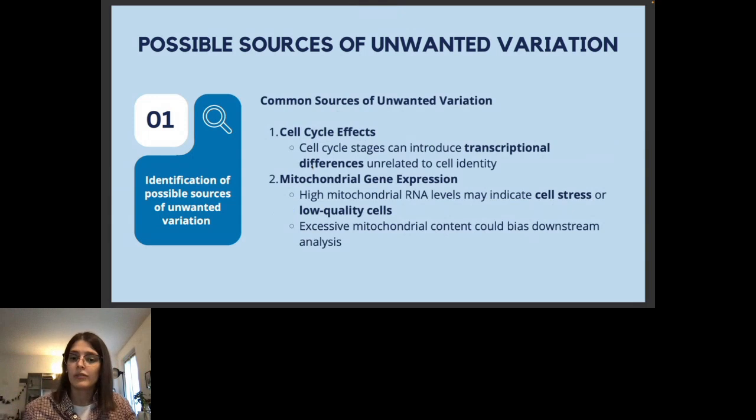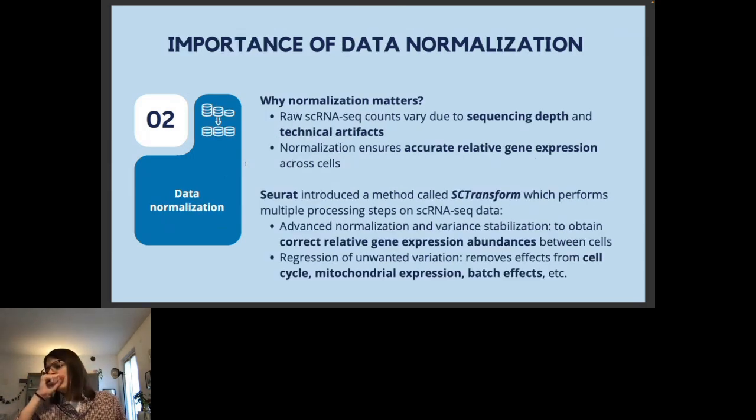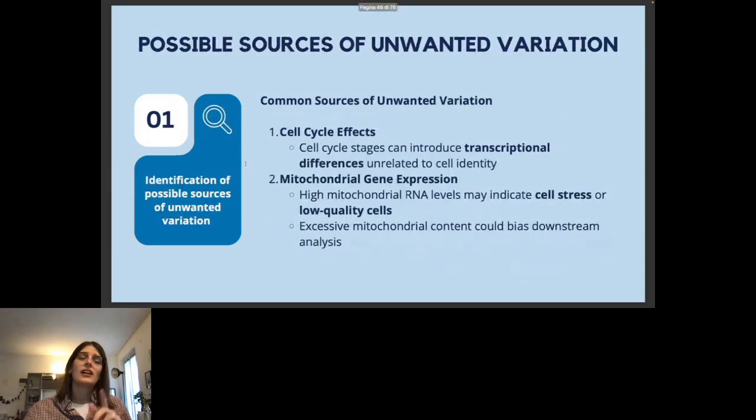Common sources of unwanted variation in single cell analysis are cell cycle effects. So we have transcriptional differences just because cells are in a different phase of the cell cycle. We have the mitochondrial gene expression, which might indicate, as we saw, cell stress or low quality cells. And we need to eliminate and regress them out if they skew our clustering in a significant way.